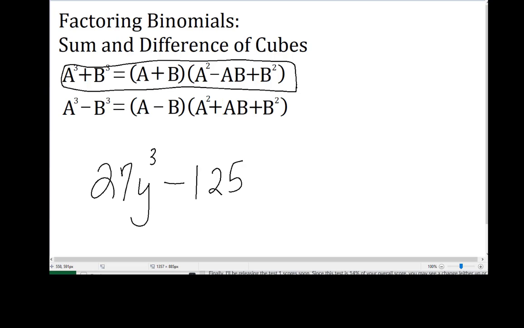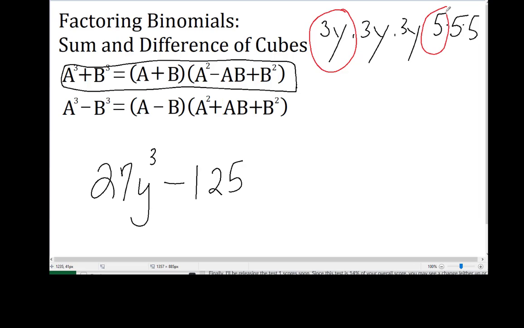And what you're going to learn is it's 3y times 3y times 3y. That's going to be 3 times 3 is 9, times 3 is 27, y times y times y. And 5, 5, and 5. So that's my 125. Now notice this time there's a minus. So my A is 3y and my B is 5.